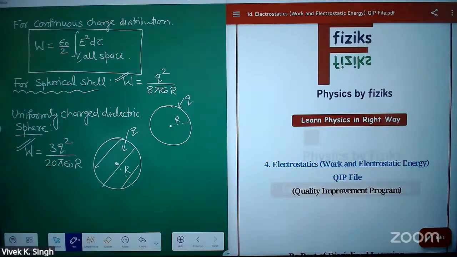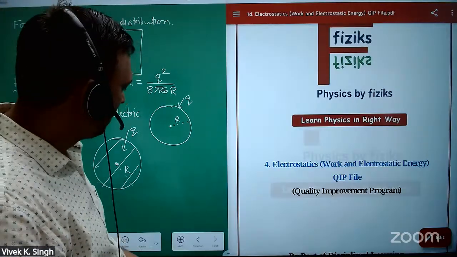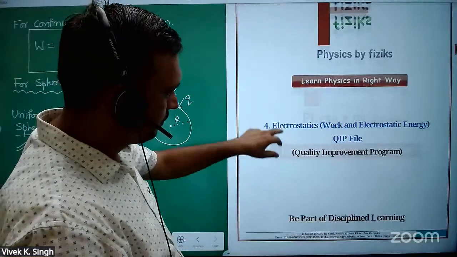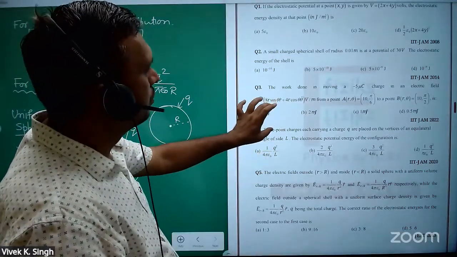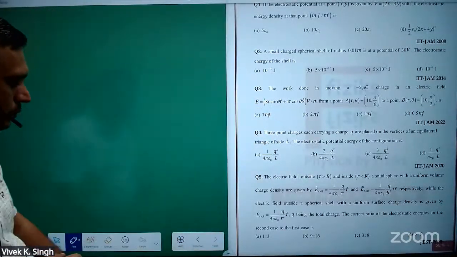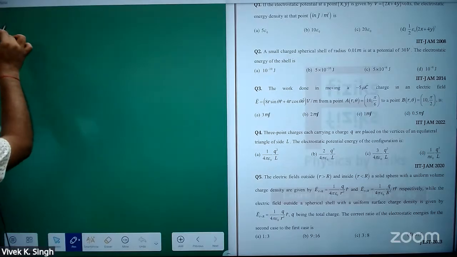So in this file, we will take these concepts only. So that is the summary for this topic. Now see, let's take question number 2. Solve question number 2.